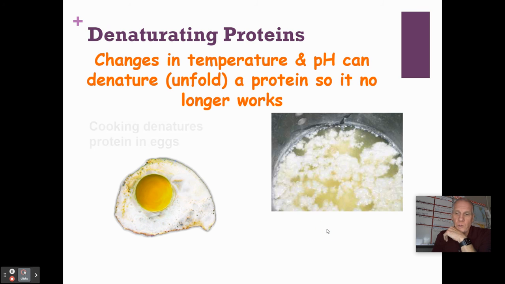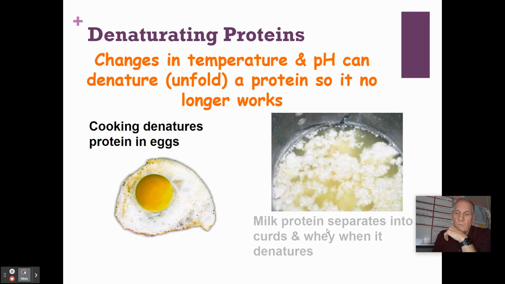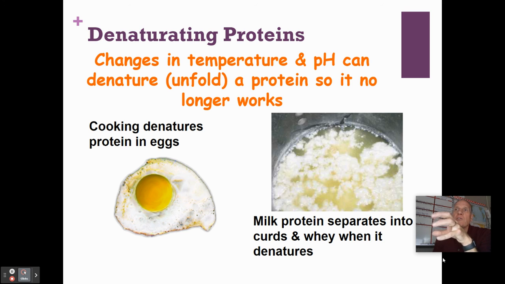It can also happen if you've ever had your milk go bad sometimes. You might see there's globs of stuff on top of this white liquid. And that's when the milk proteins separate into curds. You might have heard of cheese curds before. And whey is the liquid that's in there. It's the leftover stuff. It's kind of nasty, but you can make cheese out of it.